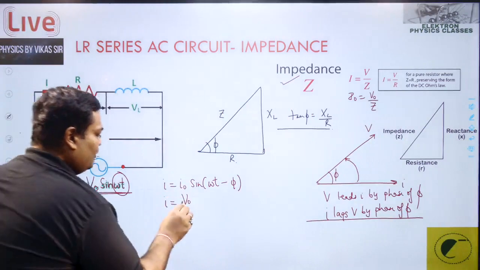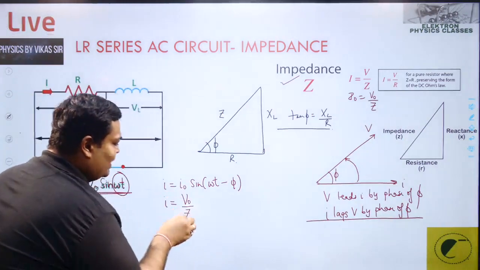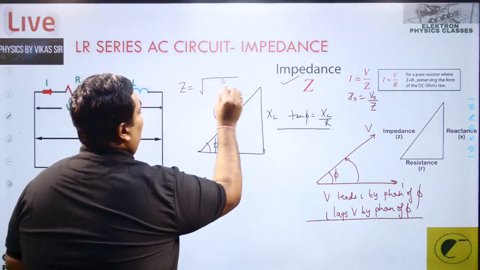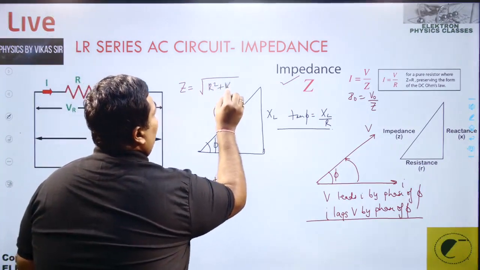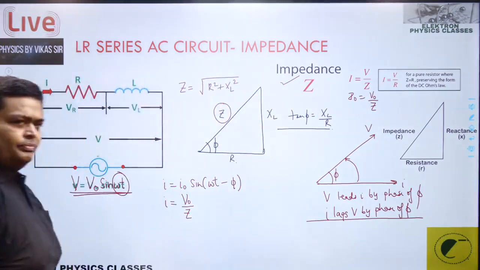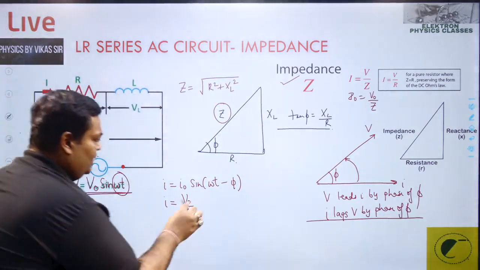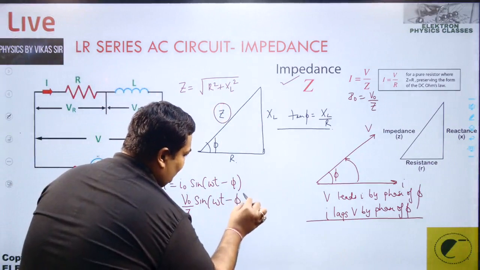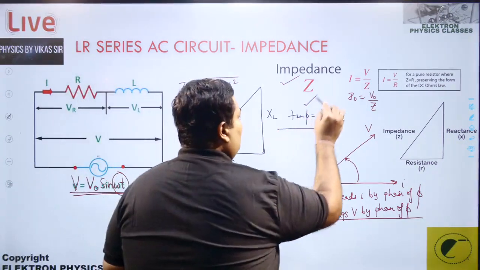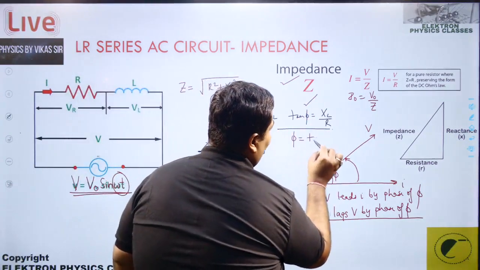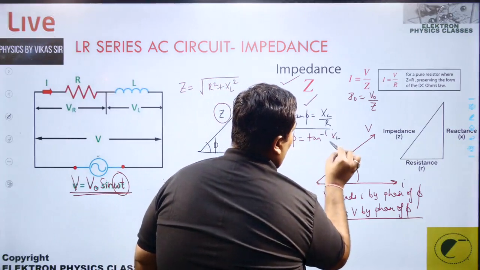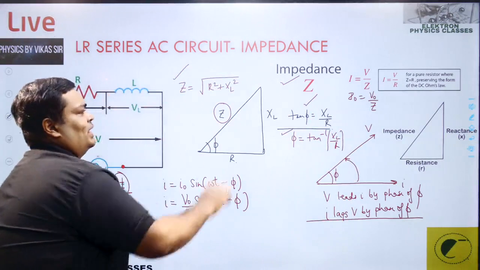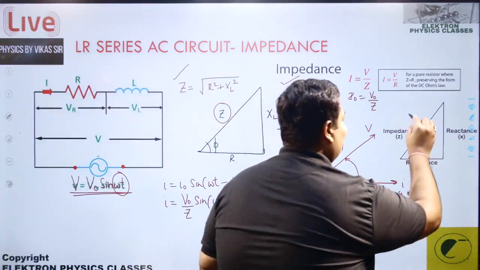So hence instead of I naught, we have V naught by Z. Where do we get Z from here? What is the value for that Z? That is root of R square plus XL square into sine of omega t minus phi. Where do I get the phi? Here. What is phi equal to? Tan inverse of XL upon R. Where I get both these important terms from this triangle. What is that known as? The impedance triangle.